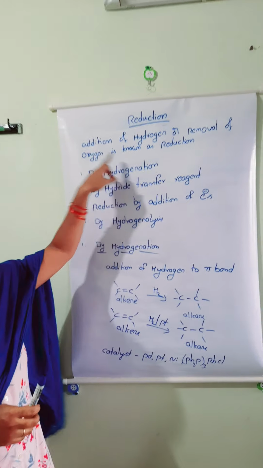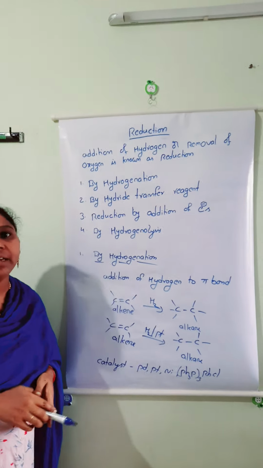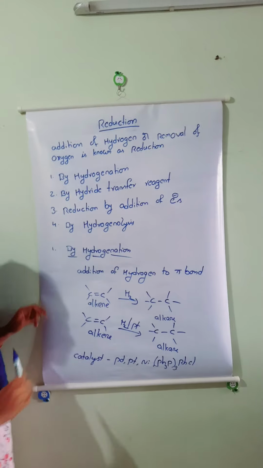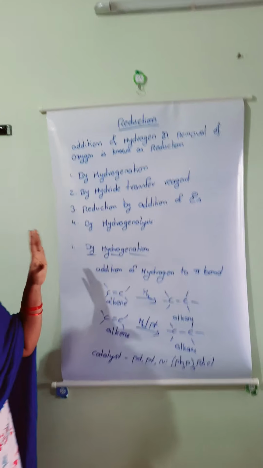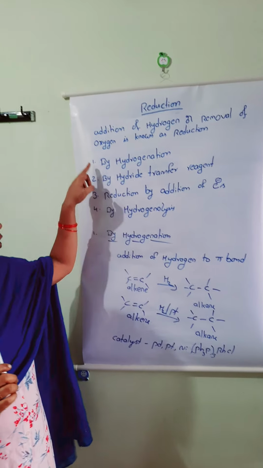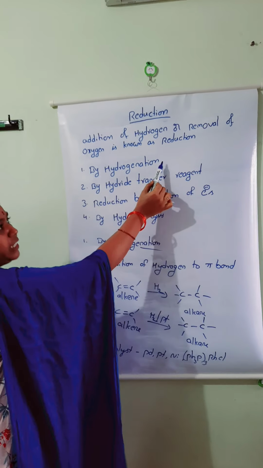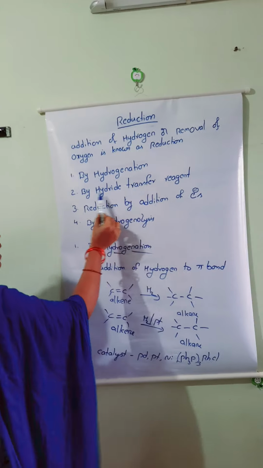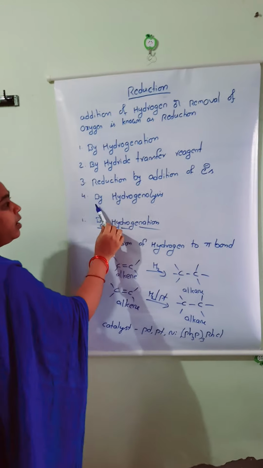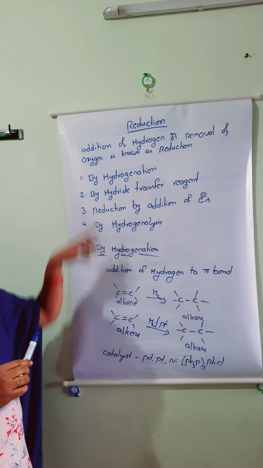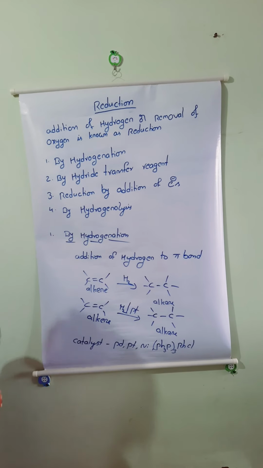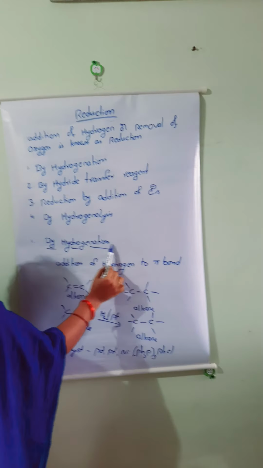So, reduction of an organic compound can be done by the following four processes. Organic compounds can be reduced by hydrogenation, which is the first process, by hydride transfer reagents, by reduction by addition of electrons, and by hydrogenolysis. These four processes can be used to reduce organic compounds. In that, the first process is hydrogenation.